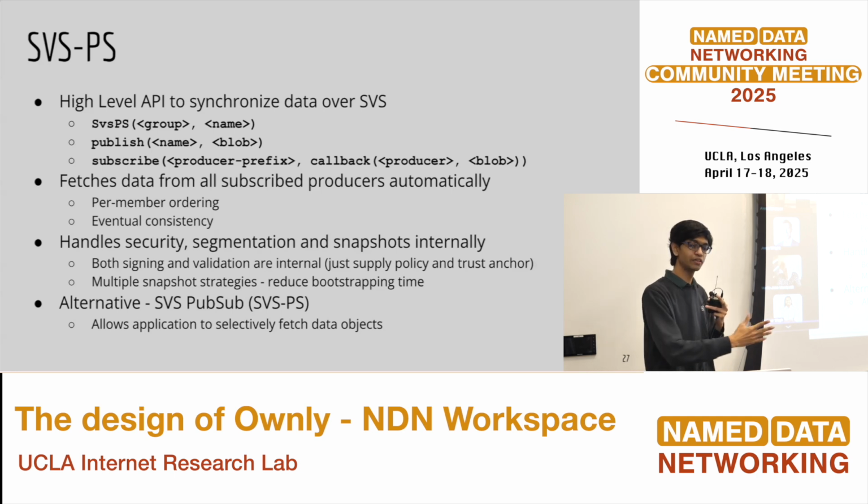And there's also the snapshot thing, which is to say, how do you prevent this: whenever someone joins the workspace, there is a lot of data produced before they join, and you need some way to compact that so that you can get it and bootstrap into the workspace fast. That is the snapshot part. That is also part of SVS PubSub.